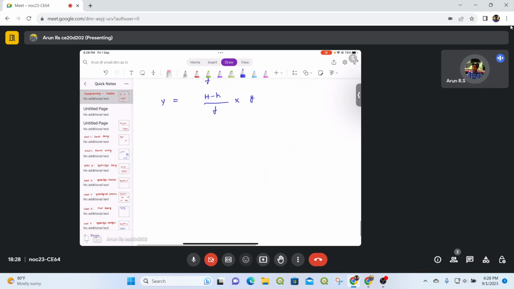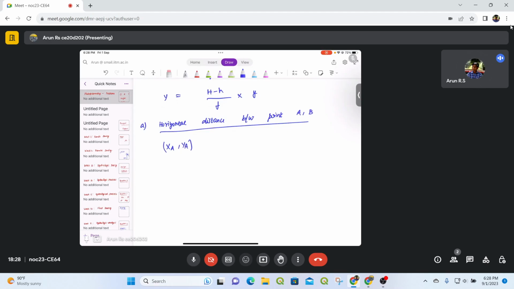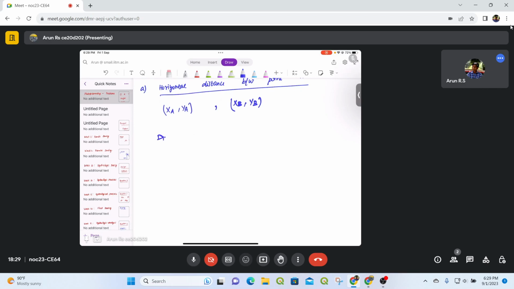So once you determine the ground coordinates, suppose you want to find out the horizontal distance between 2 points, you can use the distance formula. So you need to determine what is XA, what is YA. This is by scaling up, and you need to determine what is XB and what is YB. Then you can determine your horizontal distance. So that is represented by DH is equal to. So it's your normal distance formula.